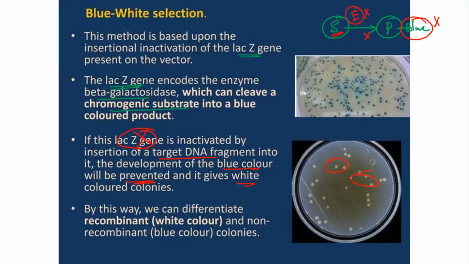Here you can see the white colored colonies. In this way, we can differentiate the recombinant and non-recombinant colonies. If it is blue color, they are not recombinant. They are non-recombinant colonies.